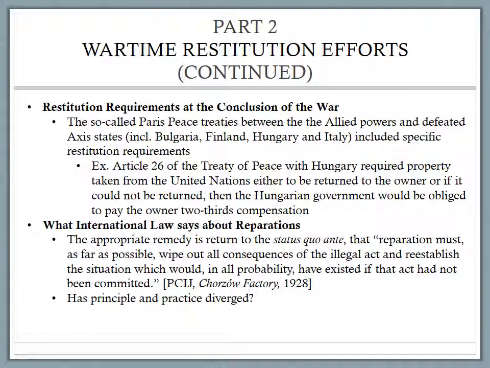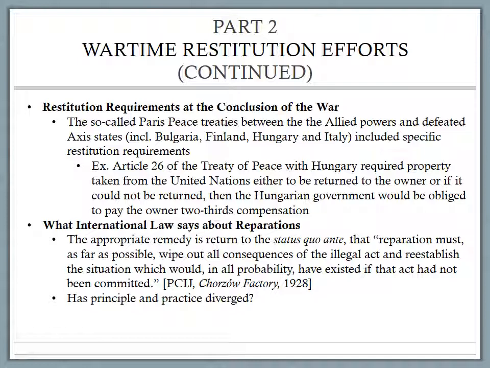Thus, the right to property restitution as a remedy for looting and confiscation was repeatedly recognized and confirmed both during the waning years of World War II and thereafter. But what about before World War II? What was the status of the law of restitution or remedies for the stealing of property? What did international law say about reparations?